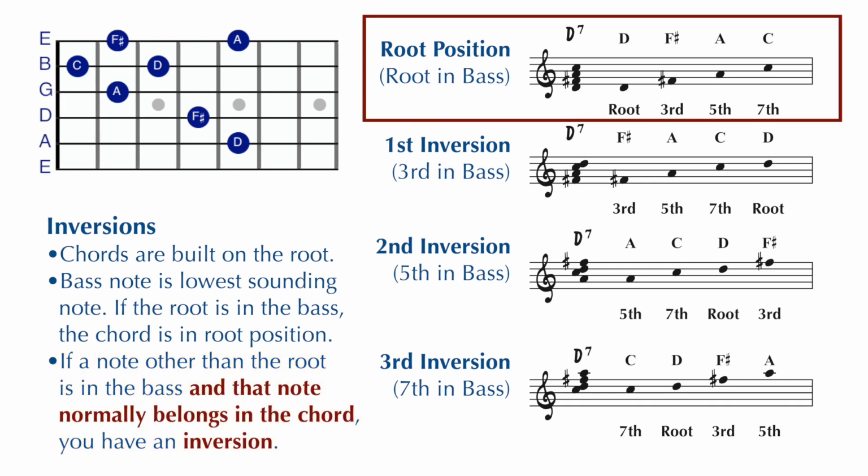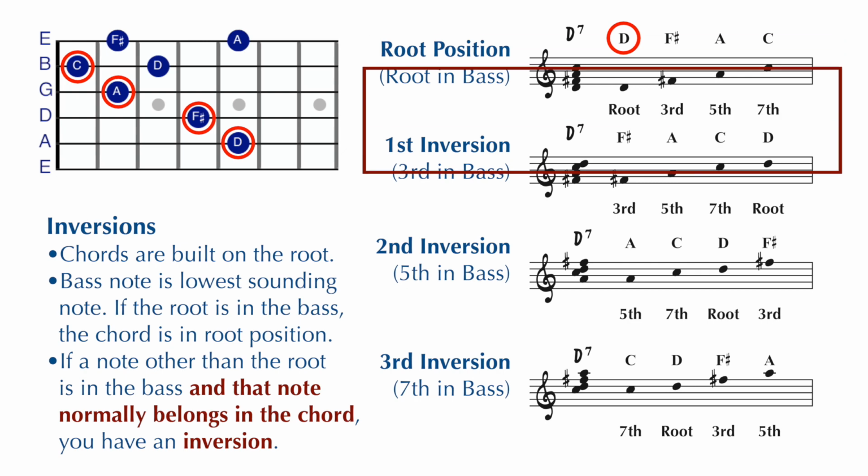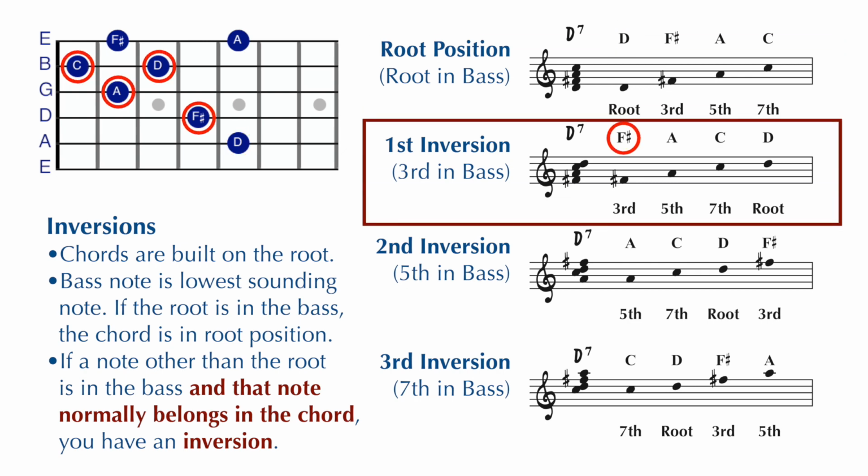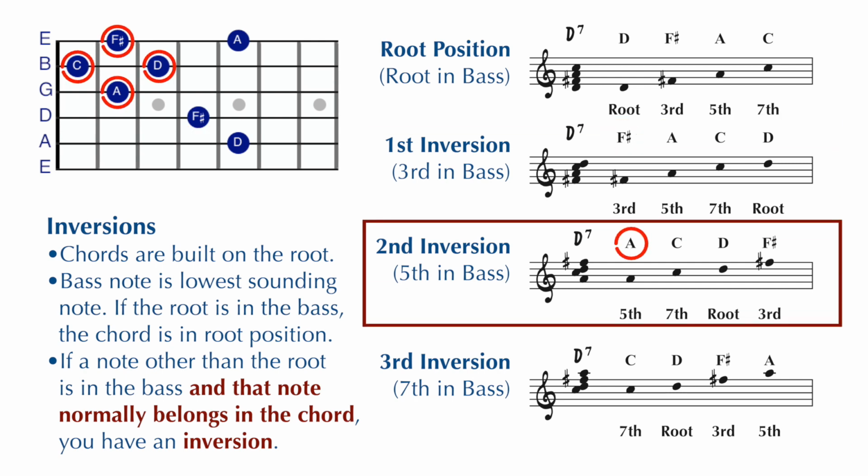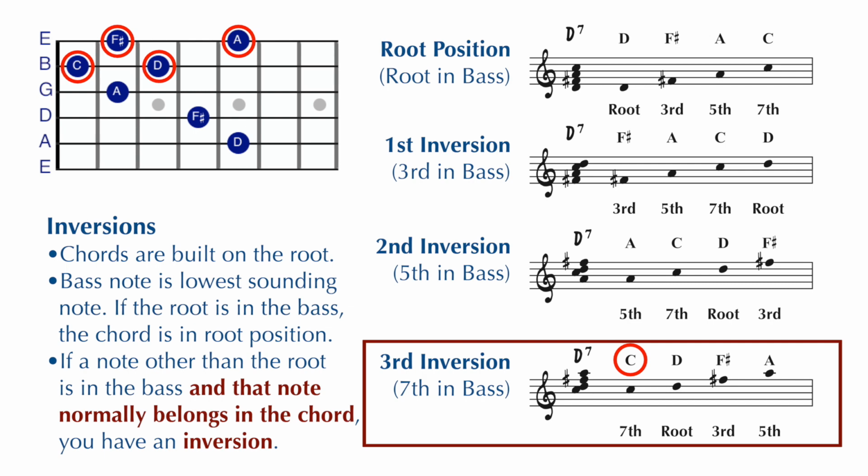For example, here's a D7 chord, which is made up of D, F sharp, A, and C. D is the root, or the note the chord is built on, and if the D appears in the bass, or as the lowest sounding note, we're in root position. If the F sharp, A, or C is in the bass, we have an inversion. An F sharp in the bass puts us in first inversion, an A in the bass puts us in second inversion, and the C puts us in third inversion.